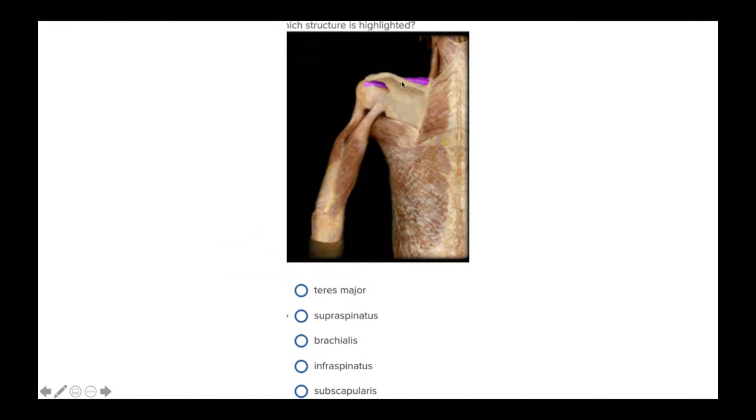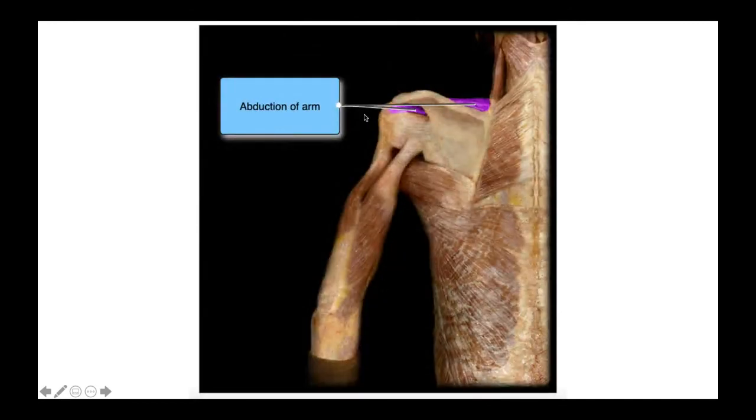Here is the scapula. Here's the spine of the scapula, medial border. We could see the triceps back here. Here's the long head. Here's the lateral head. And this muscle above the spine of the scapula is the supraspinatus. What's its action? Abduction of the arm. Remember, the humerus is the arm.